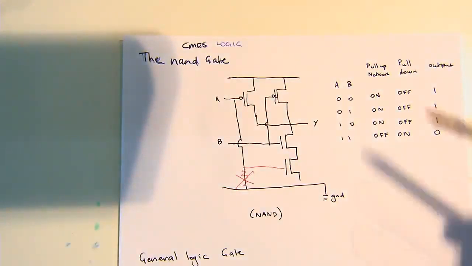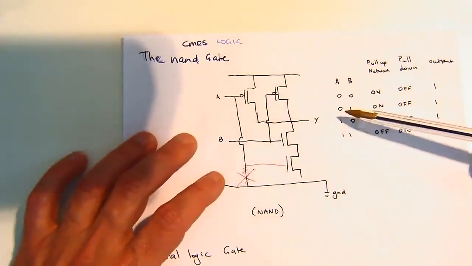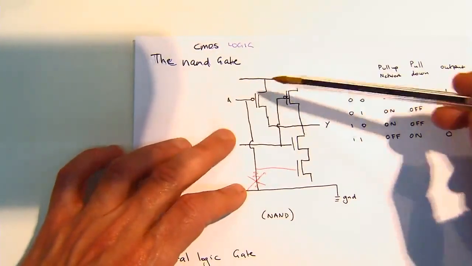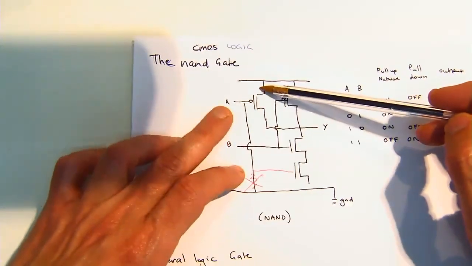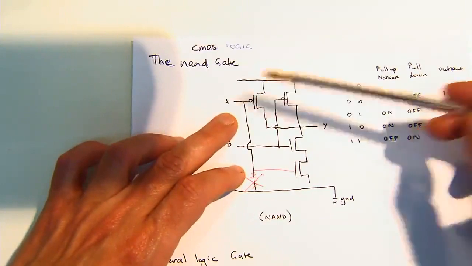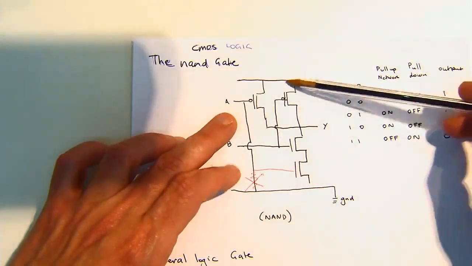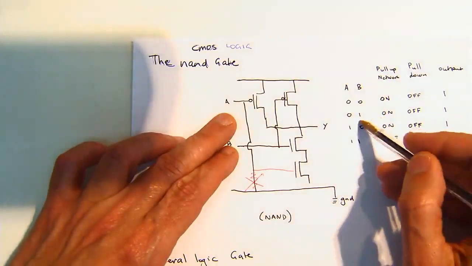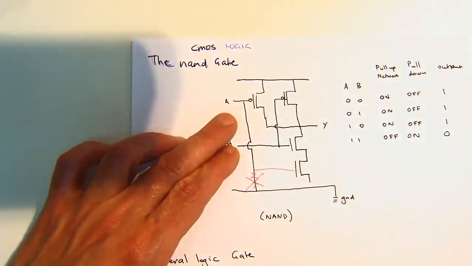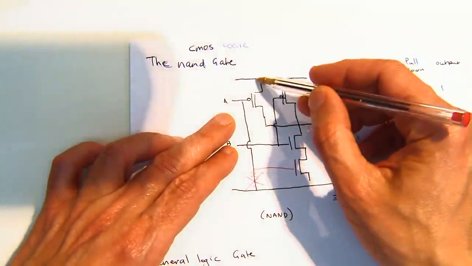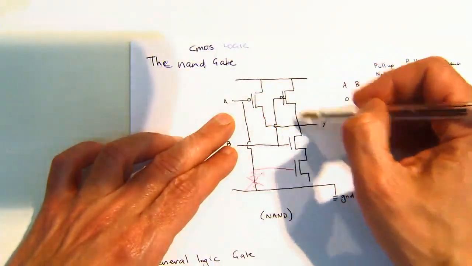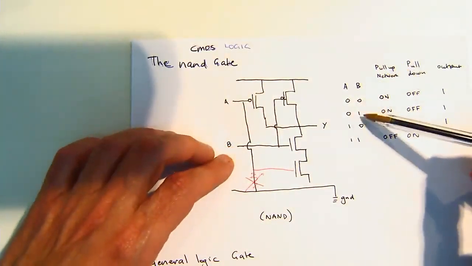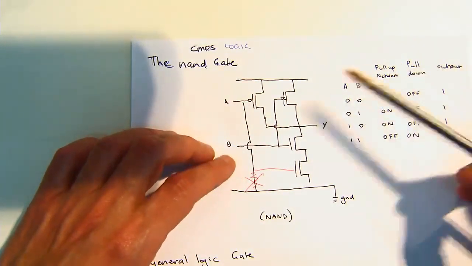Let's do, for argument's sake, 0, 1. The PMOS device here, is it on or off? On. Okay. This PMOS device, is it on or off? Off. Okay, good. So the only thing happening is that this one is connected and that one's off. So what happens down here?